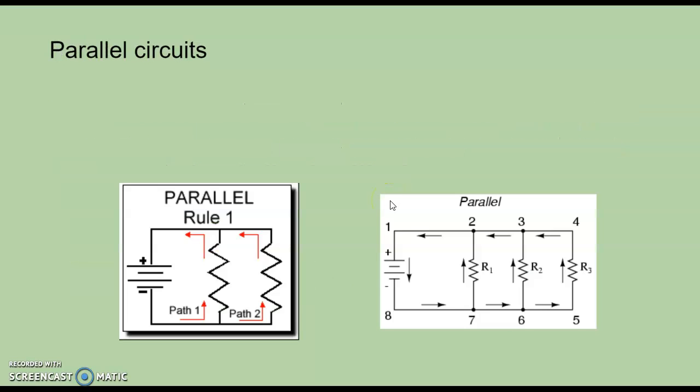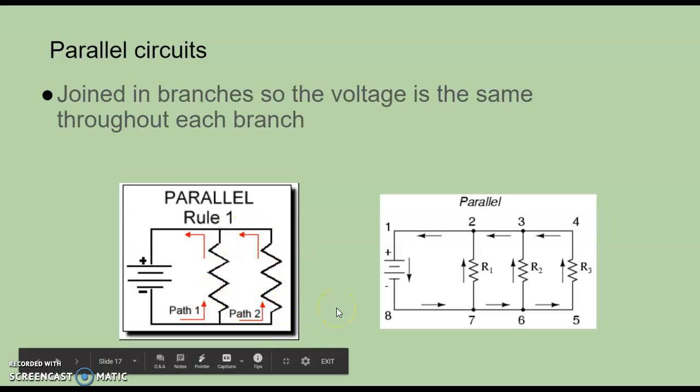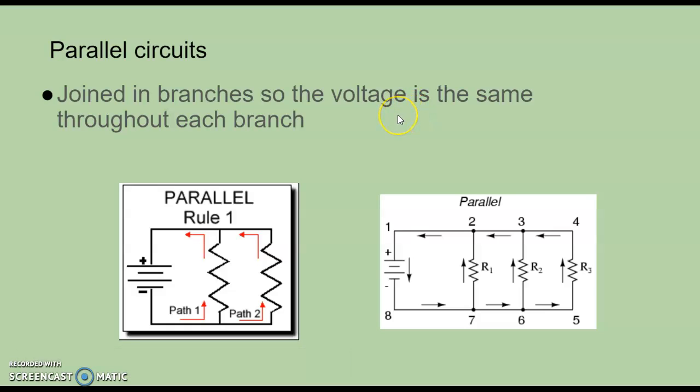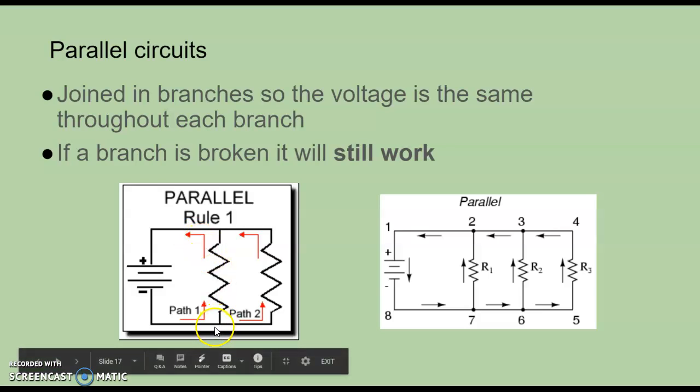For a parallel, it's going to look different. Notice that my resistors or my light bulbs are in branches. They're parallel to each other. This is where the voltage is the same throughout each branch. So I have different pathways. In a series circuit, I only had one pathway. For a parallel circuit, I have multiple pathways.